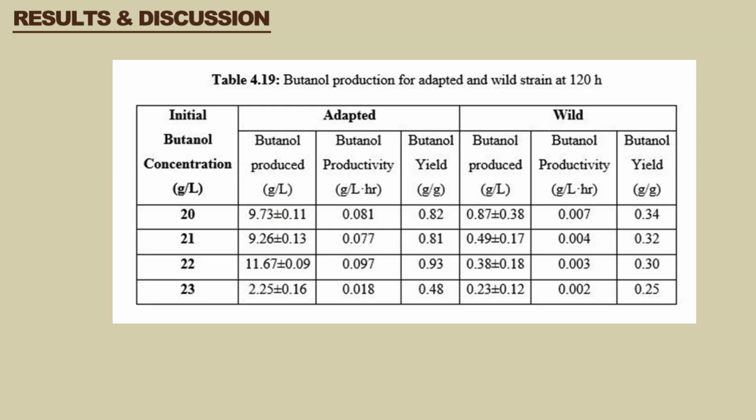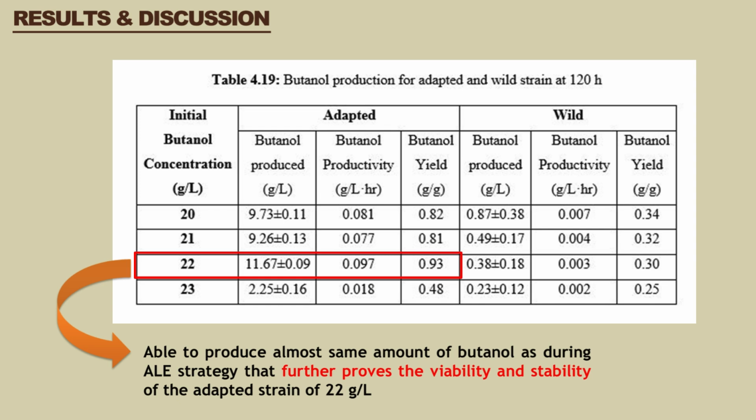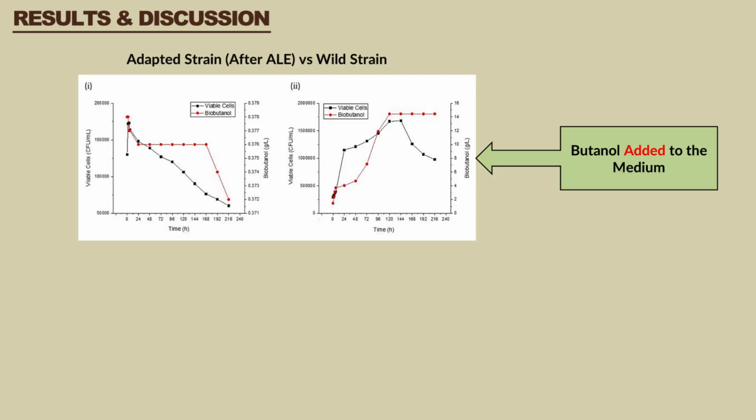As a result, we can see that the adapted strain can sustain up to 22 gram per liter of biobutanol and produce 11.67 gram per liter of biobutanol, in contrast with the wild strain with a negligible amount. This adapted strain of 22 gram per liter was further selected for closer comparison with the wild strain. Here we can see that even when butanol was added to the medium, the adapted strain can produce high biobutanol without impacting the viable cells.